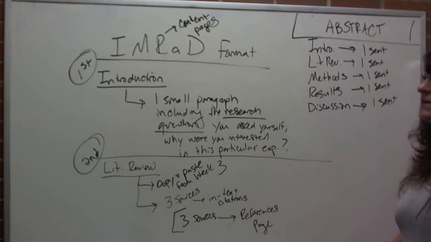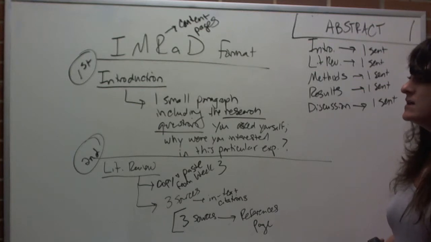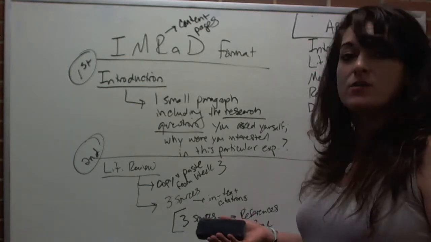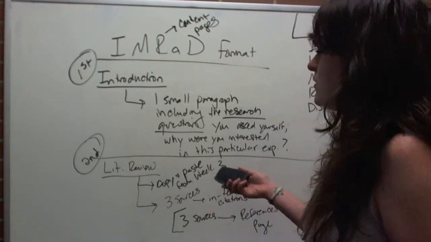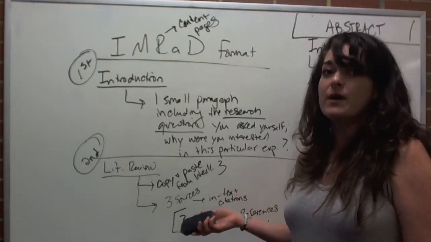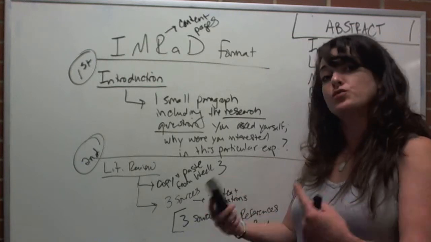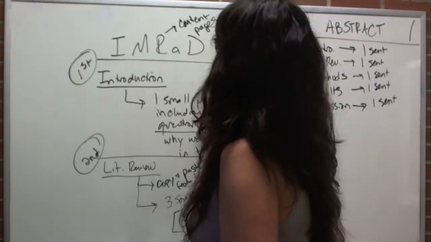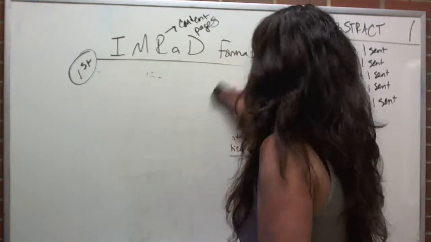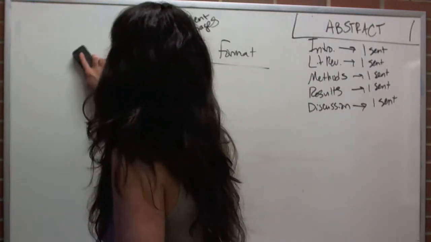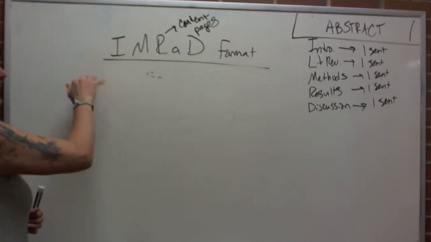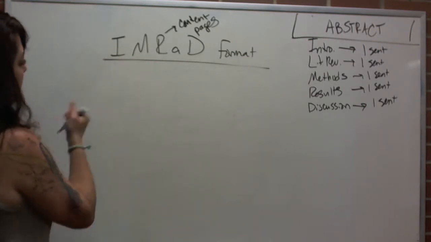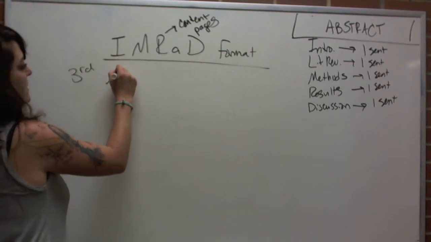Give you a second if you need to look at that, okay? So introduction is introducing the research question, or why you chose this particular aspect of human behavior or human development to look at. Your lit review is a review of the foundational literature that contributes to your experiment. And these are going in a very specific order for IMRaD. So we've got introduction, which includes lit review, and then the next section is methods.